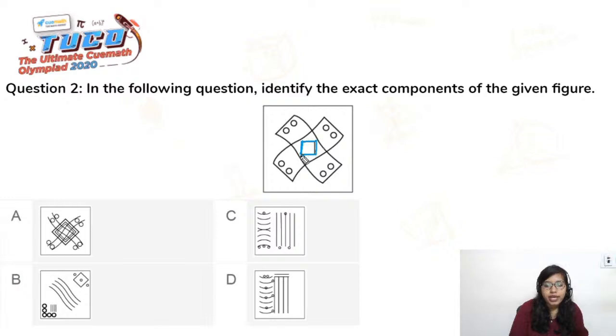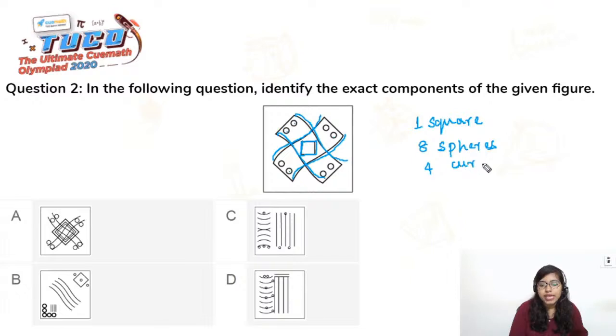We do have a square, and how many spheres do we have? 1, 2, 3, 4, 5, 6, 7, and 8. We have one square, and then we have 8 spheres, and then let's check out these lines. We have how many curved lines? 1, 2, 3, and 4. We have 4 curved lines, 4 curves, and then we also have another part that's nothing but horizontal lines, 1, 2, 3, and 4. We have 4 horizontal lines.